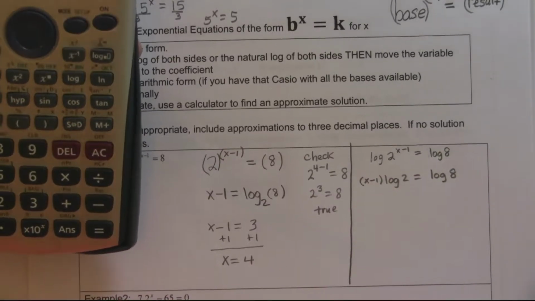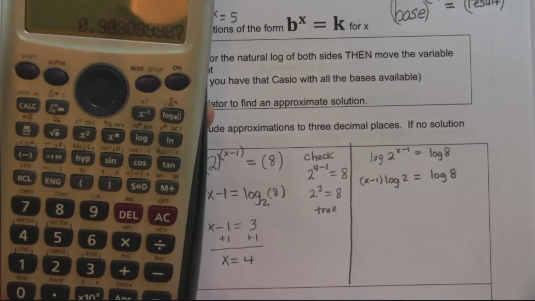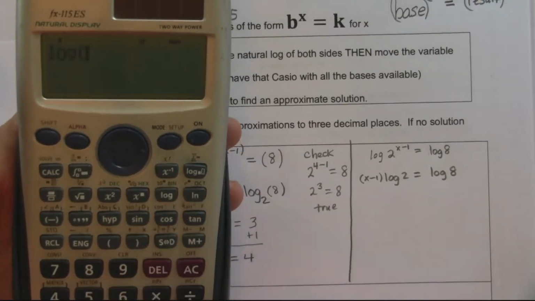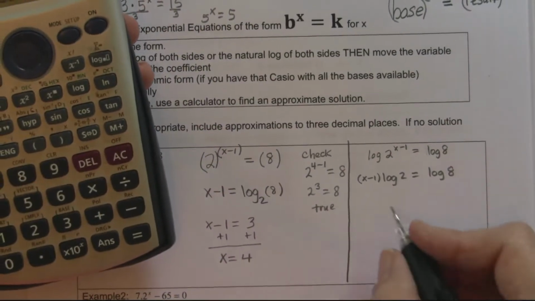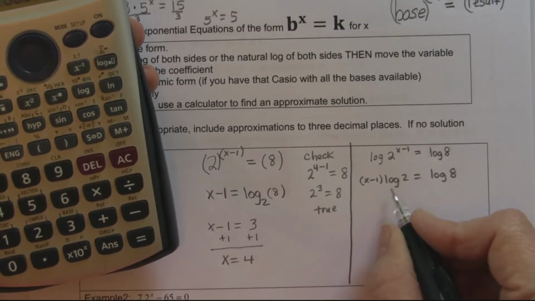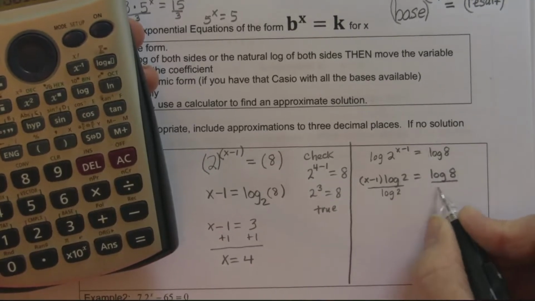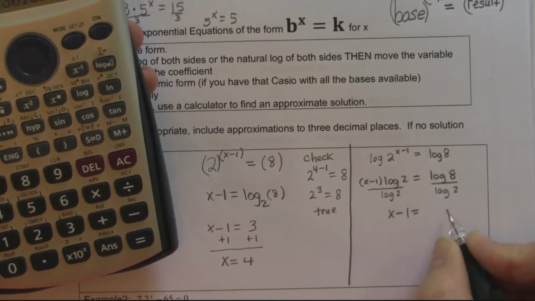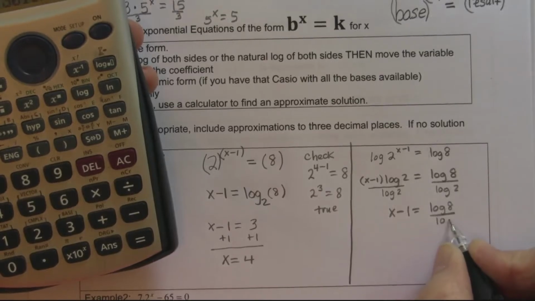And log of 2 and log of 8 are numbers, so you can find them. Log of 8 is not a nice number, so I don't want to get it yet. And log of 2 is not a nice number, right? So I don't want to use them yet. So I want to divide by log of 2. When I divide by log of 2, I get x minus 1 equals log of 8 over log of 2.